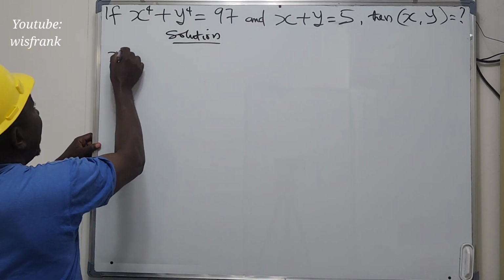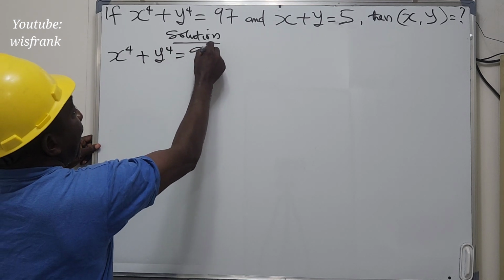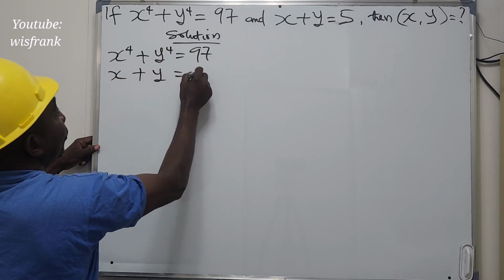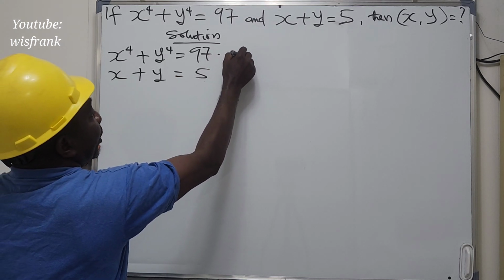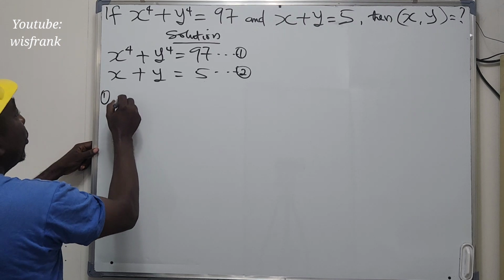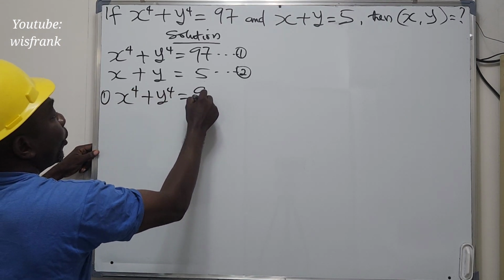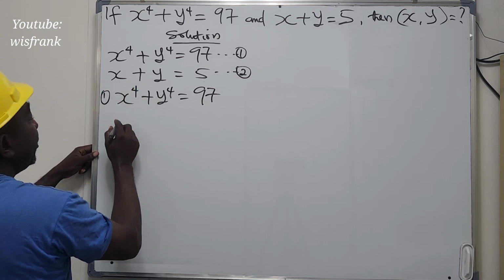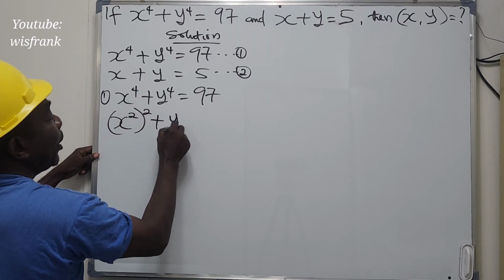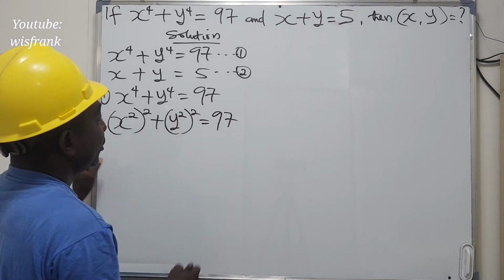So we are given x to the power of 4 plus y to the power of 4 equals 97 and also x plus y equals 5. Let's call this equation 1 and let's call this equation 2. Then from equation 1, we have x to the power of 4 plus y to the power of 4 equals 97. This can be written as (x to the power of 2) all to the power of 2 plus (y to the power of 2) all to the power of 2 equals 97.